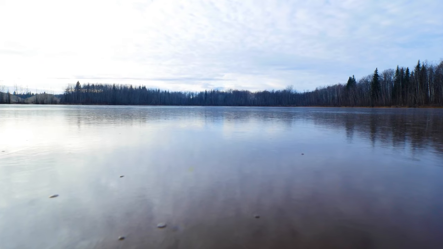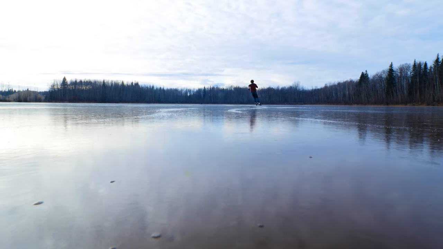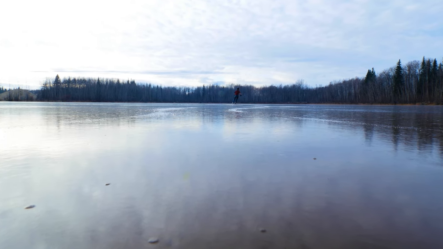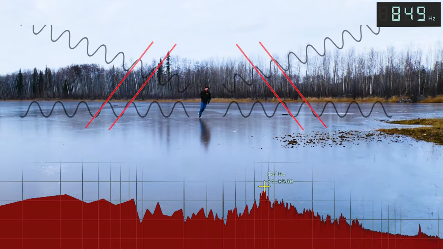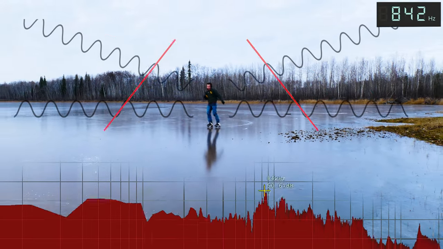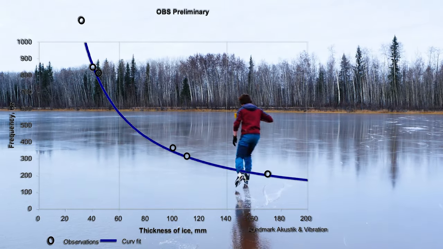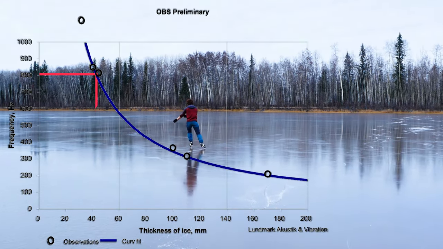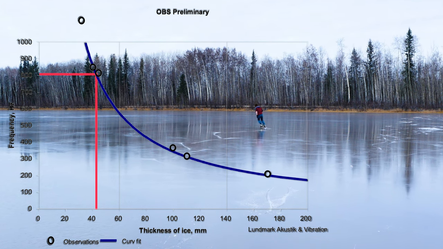Looking at this clip, most rational people would presume that this is too thin to be skating on, but let's use the coincidence frequency to determine how thick it actually is. By the shore, the ice was reading a little over 800 hertz, which means the ice was around 40 to 45 millimeters, or 1.6 inches.